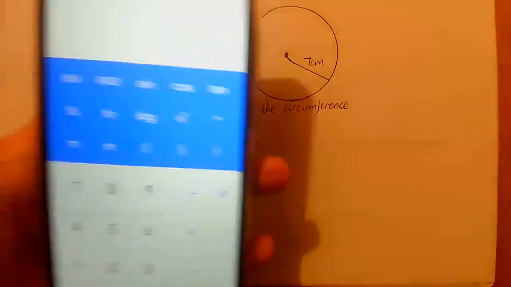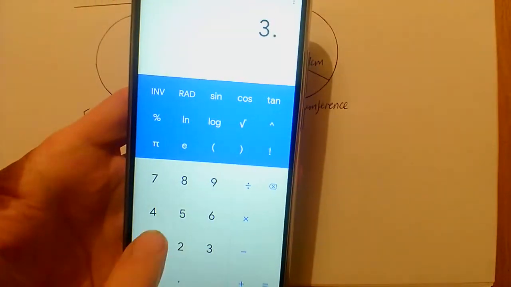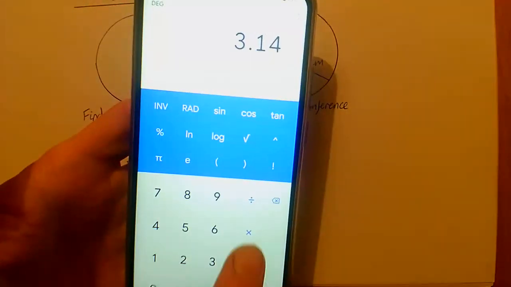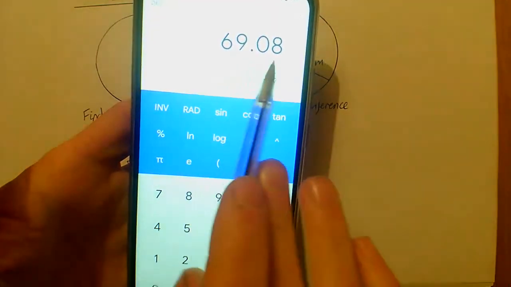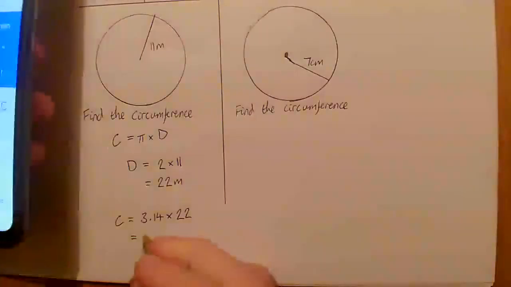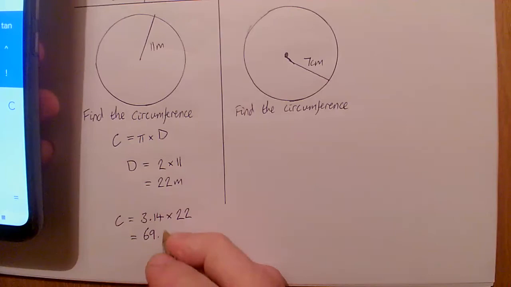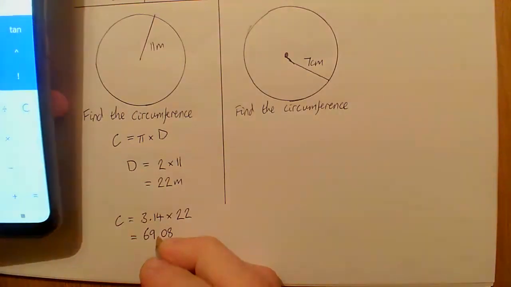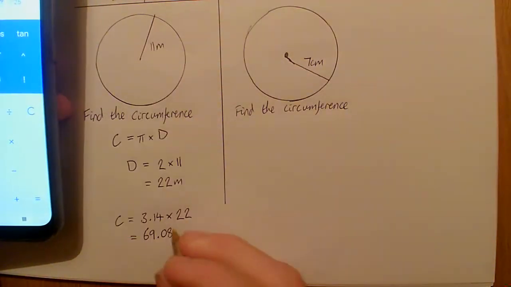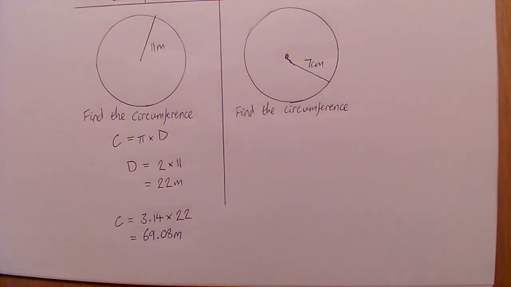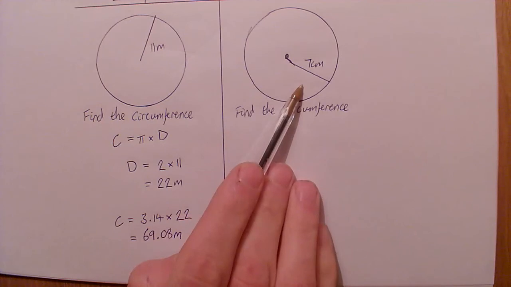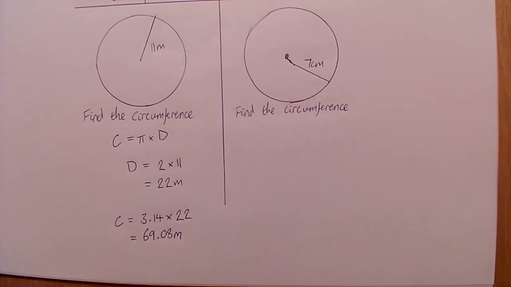So I just brought my calculator out. So 3.14 times 22, and that gives us 69.08. Make sure we add some units. Well, this is in meters. So our answer is in meters. Okay, so we've got one for you to try here. Have a go, pause the video, and I will go through that in just a moment.